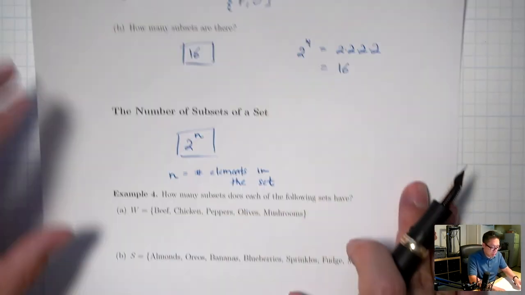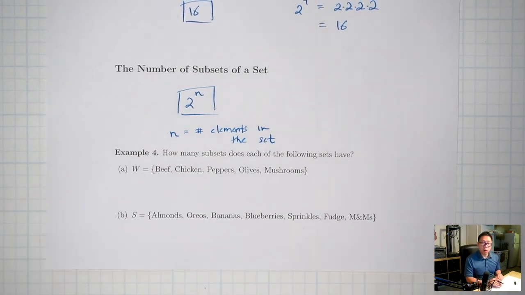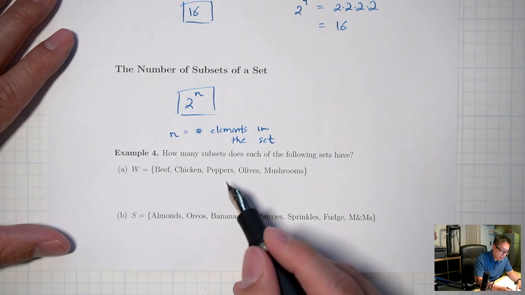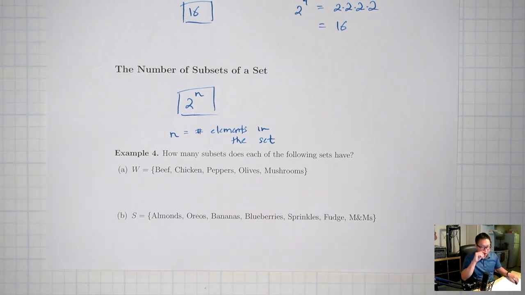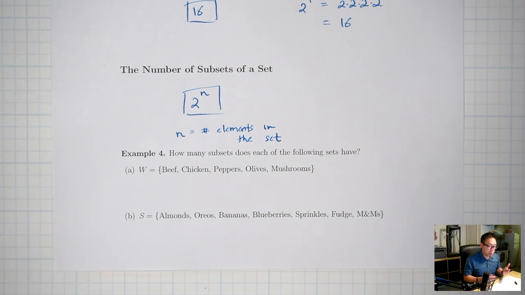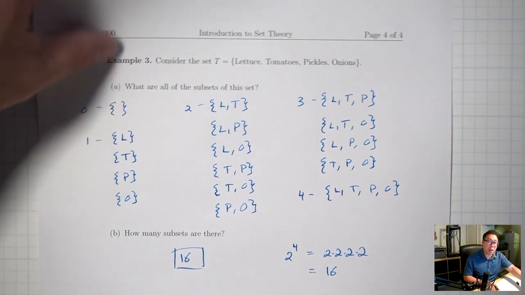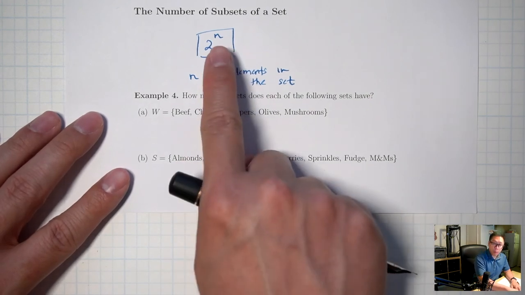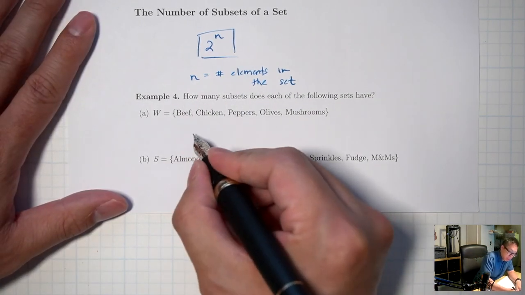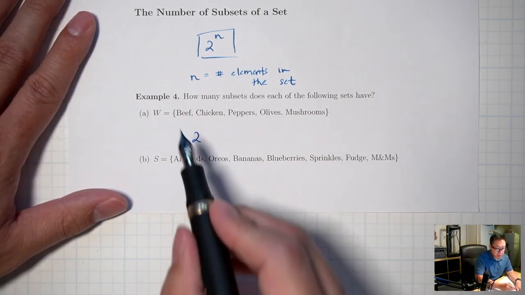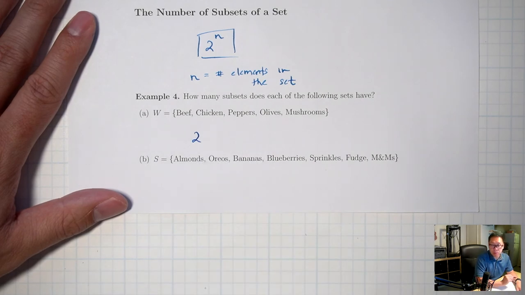All right, so let's try some examples here. Example 4. So beef, chicken, peppers, olives, mushrooms. So it looks like this is a pizza. So what are all the possible ways a customer can order a pizza? We're not going to list it out. We're not going to do it the long way. I'm not going to ask you to do it on a lab either. I just want to know how many. We have a nice formula for that. It's going to be 2 to the power of, count how many items you have in the original set.